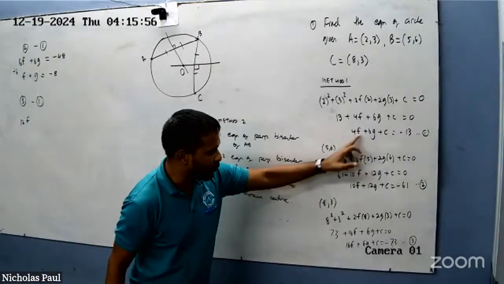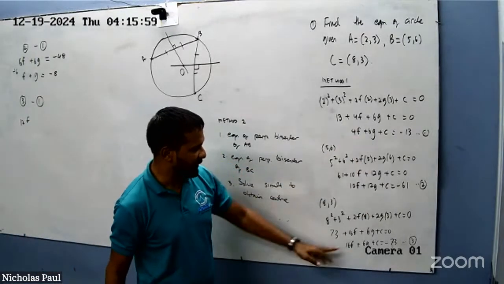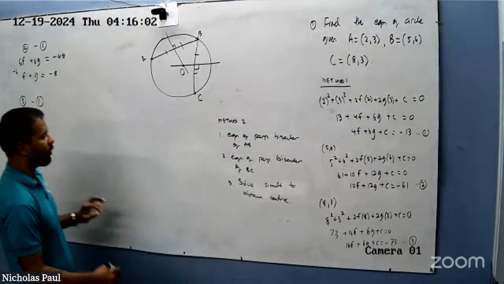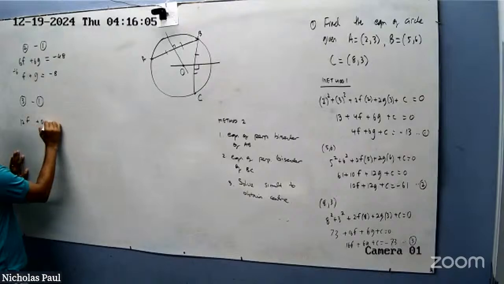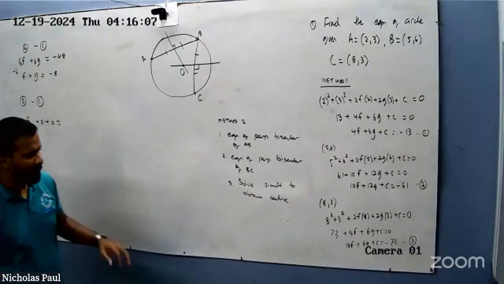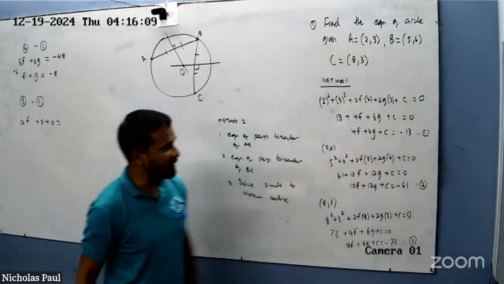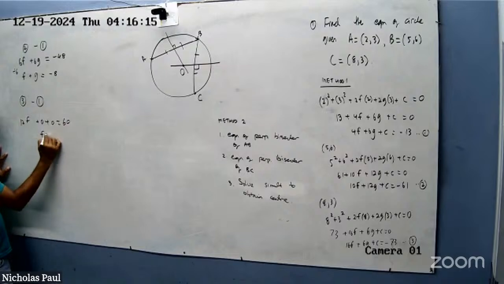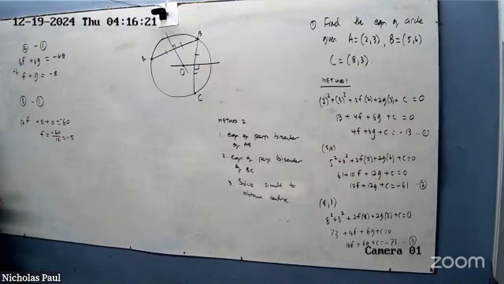6g minus, ooh, that worked out real nice. I didn't see that before. 6g minus 6g is 0. Plus 0 is equal to minus 73 minus 13. What's that? That's 60, right? That worked out real nice. Sorry, minus 60. So minus 60 on 12 is minus 5. That worked out real good.